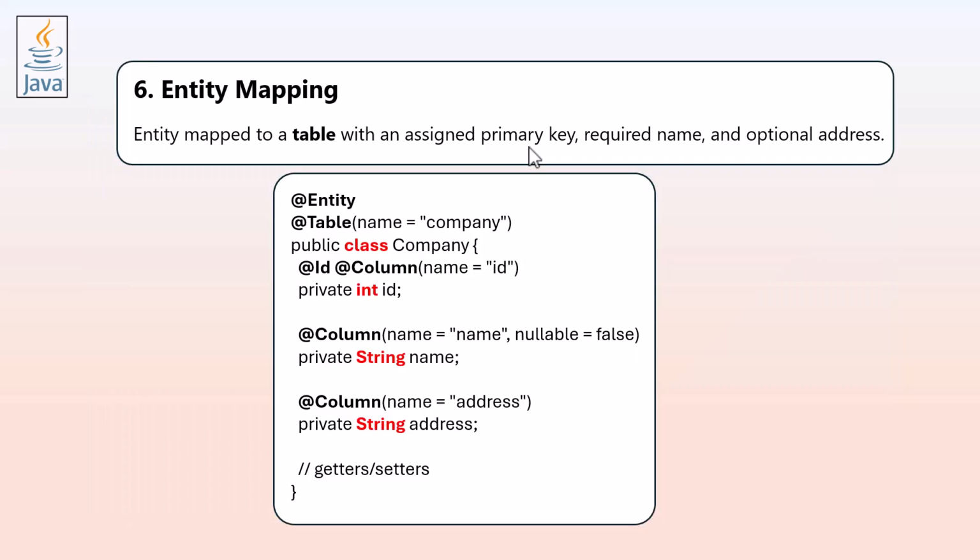6. Entity mapping. The domain model represents a company with an identifier, a required name, and an optional address. The entity is mapped to a specific table and columns. In this lesson, the identifier is assigned by the application before persisting rather than being generated by the database. This keeps the focus on the persistence flow without introducing identifier generation strategies.